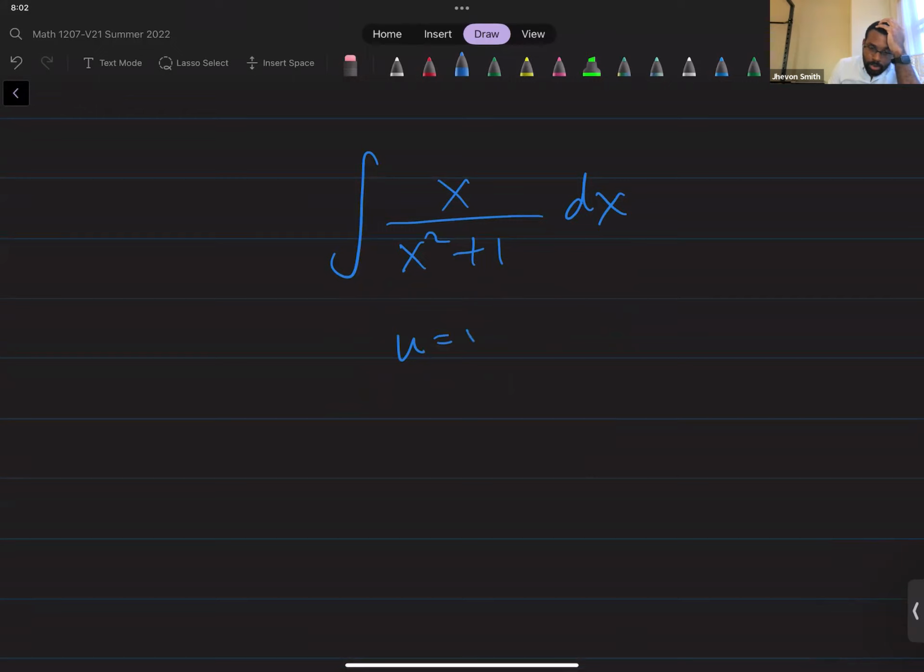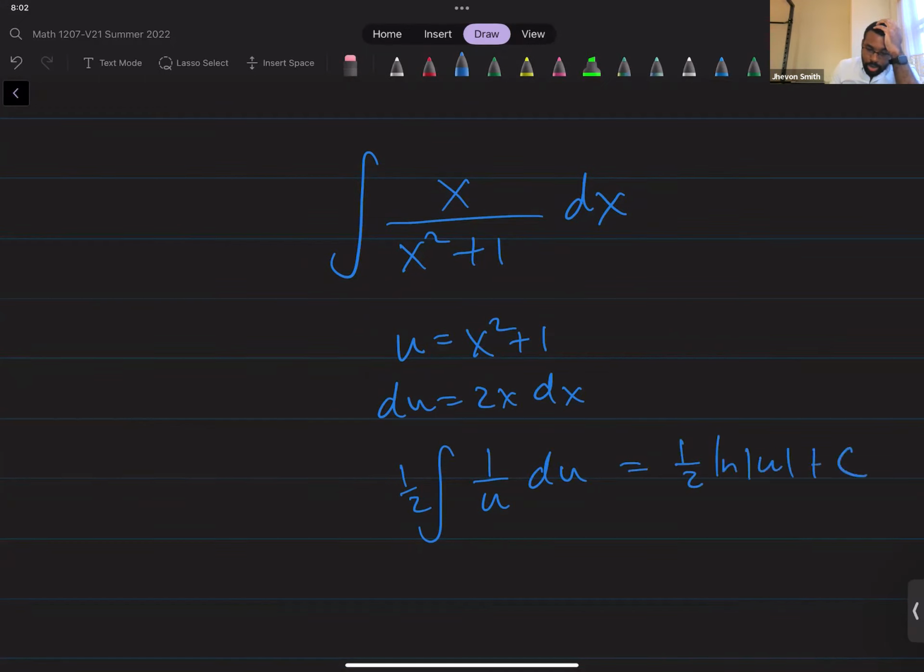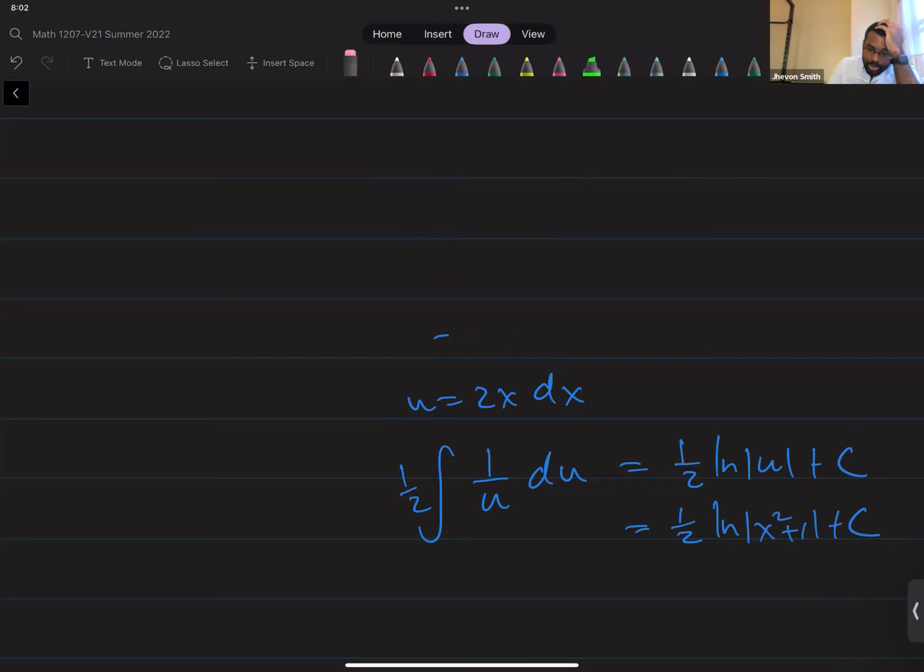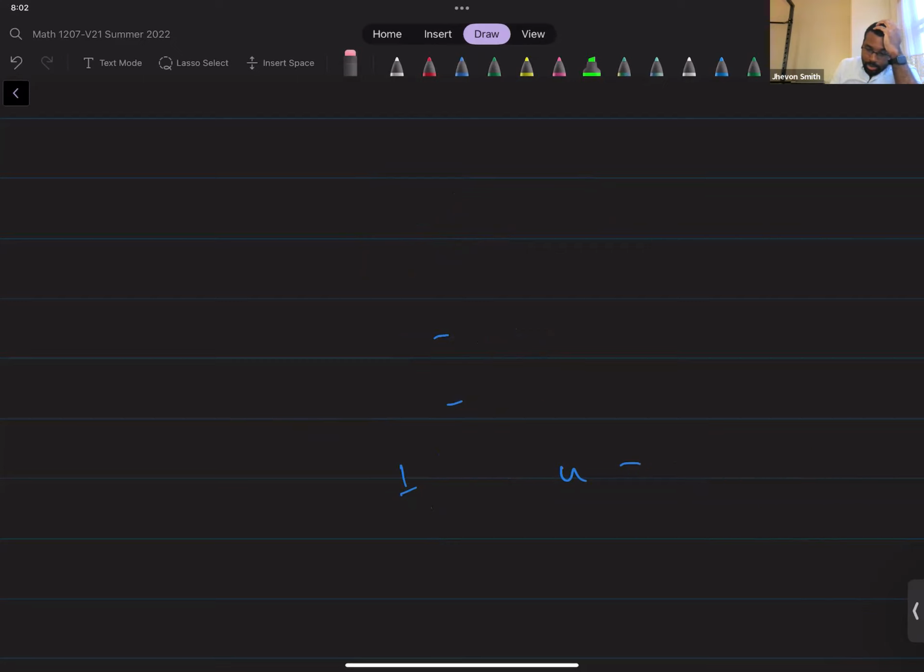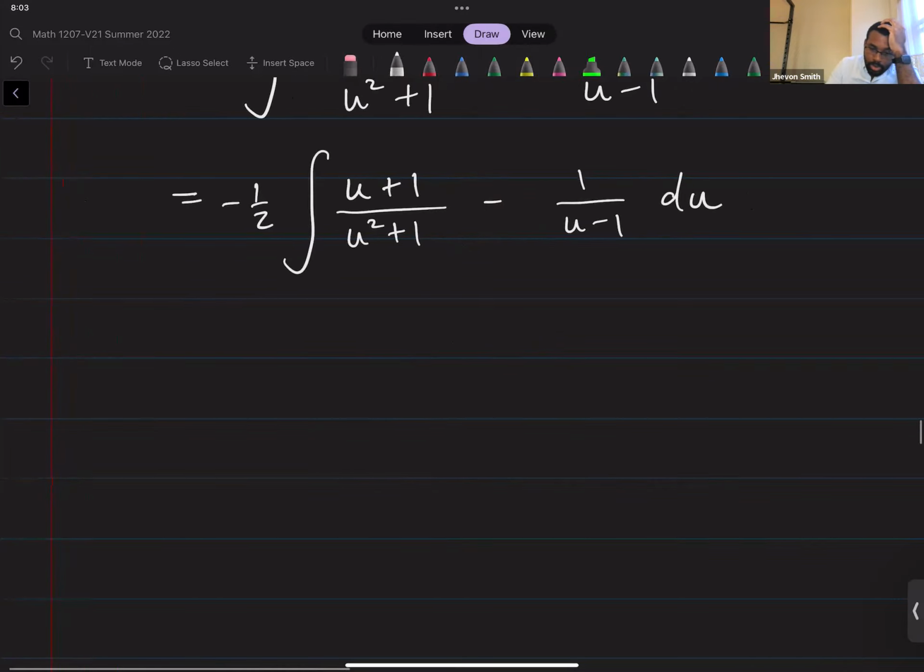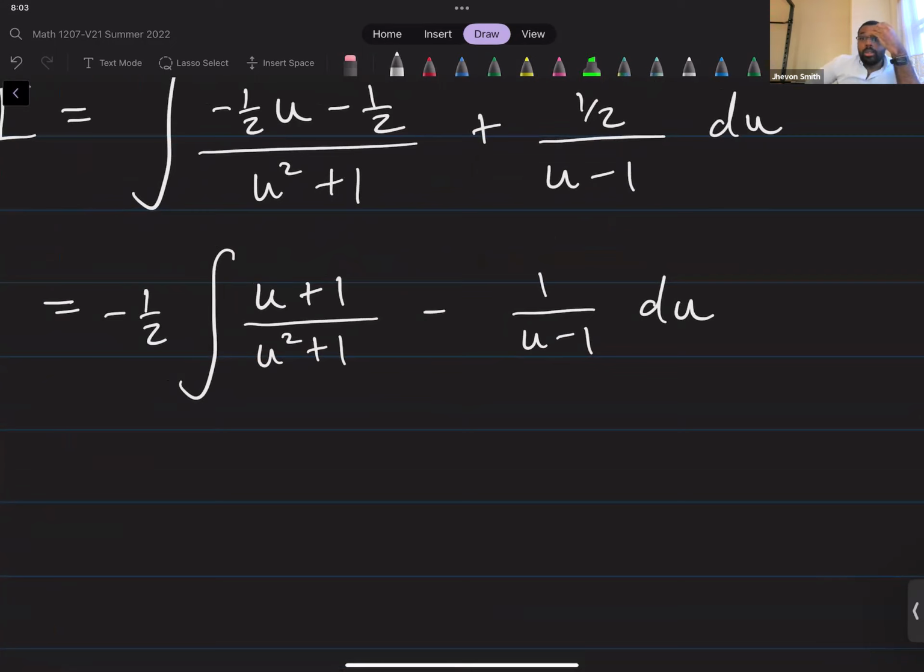X squared plus 1. Right, so your du would have been 2x dx. And so this whole integral would just be 1/2 times 1 over u du, right? And so it's 1/2 ln of u. So it's 1/2 ln of x squared plus 1. Right, that would be what you would have done for this guy. Okay, so now, knowing that, we're here. Did that help at all?